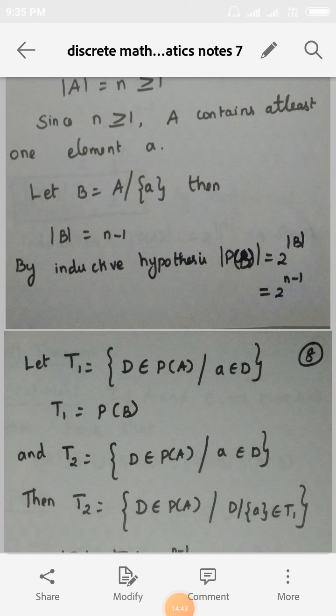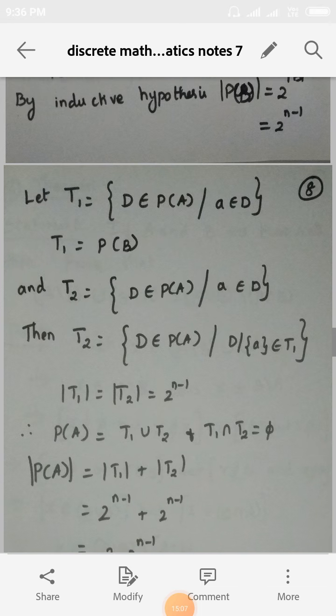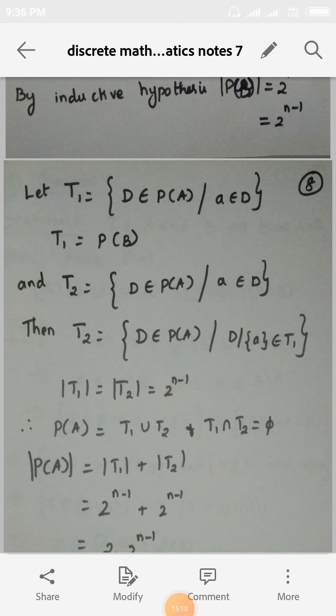And let us take another transformation T2. T2 is equal to the set of D belonging to P of A such that a belongs to D. Then that is nothing but the set D containing a, where D minus {a} belongs to T1. So the set D contains the set {a} and this set D minus {a} belongs to T1. So this implies modulus of T1 is equal to modulus of T2, both are equal, and it is equal to 2 power n minus 1. And we know that P of A is equal to T1 union T2, and T1 intersection T2 is equal to empty set.